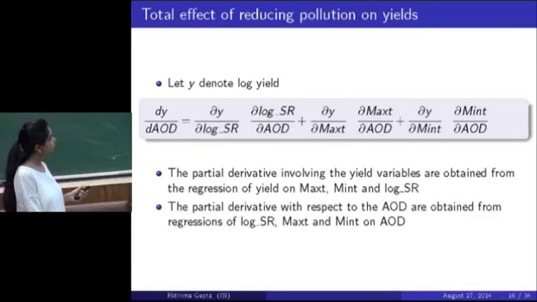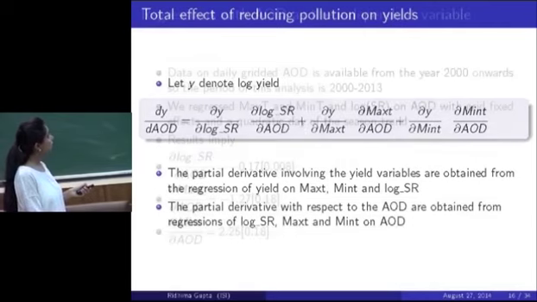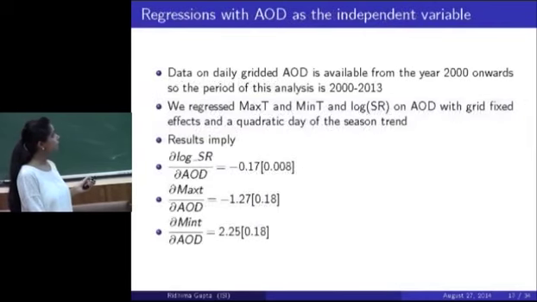Whereas the effect of log solar radiation on AOD, maximum temperature on AOD, and minimum temperature on AOD are obtained from regressions of log solar radiation, maximum temperature, and minimum temperature on aerosol optical depth. Data on daily gridded AOD is available from the year 2000 onwards only. So the period for this analysis is 2000 to 2013. We regressed max T and min T with grid fixed effects and a quadratic day of the season trend. These are the estimates we got.